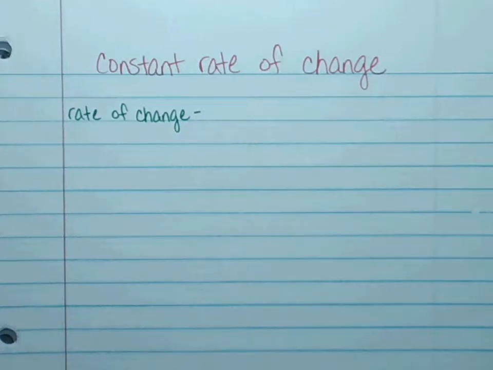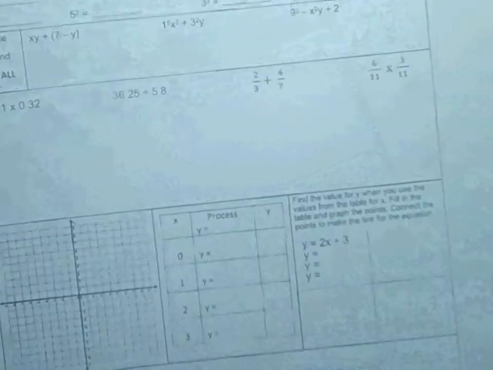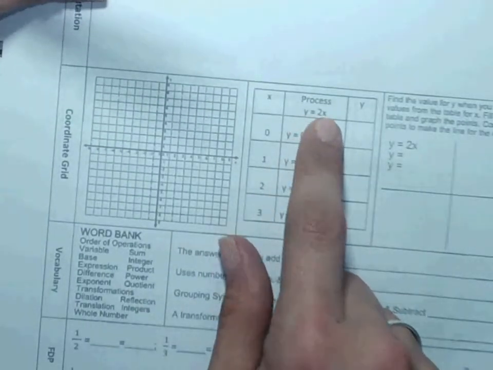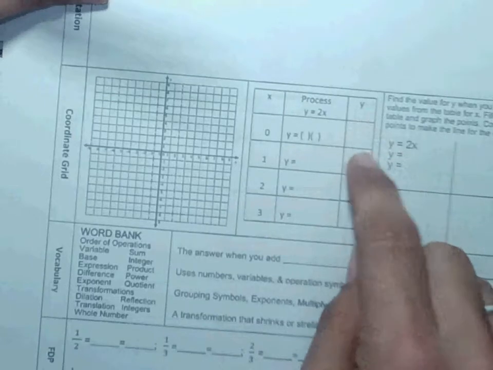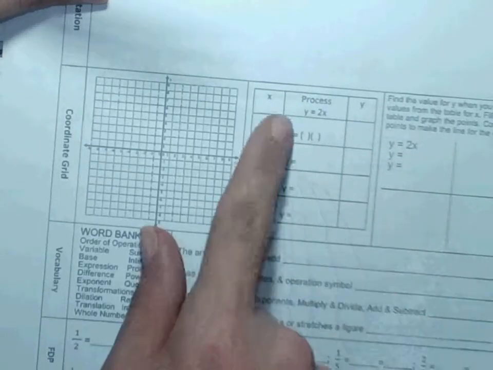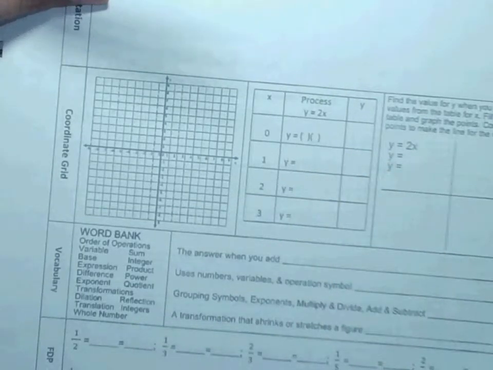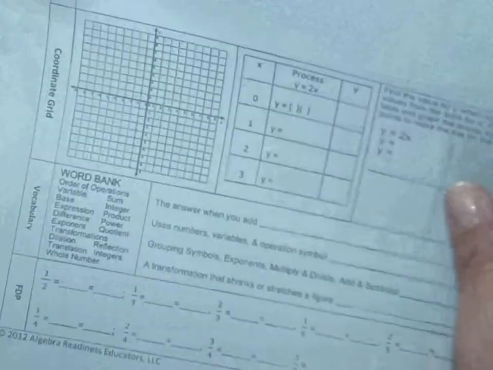So like on our builders that we've been doing, right here, 2 times x. So this is going to be going up 2 every time. This goes up 1 every time. This goes up 2 every time. That's a constant rate of change because it's not changing. It's going to stay the same. It's going to stay constant forever.